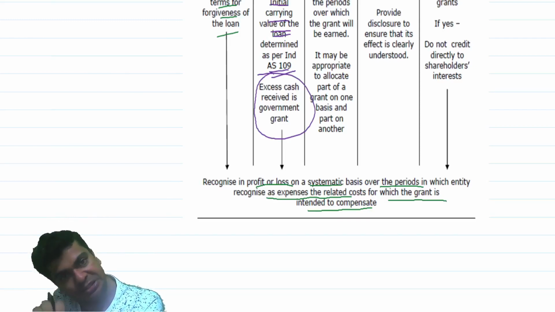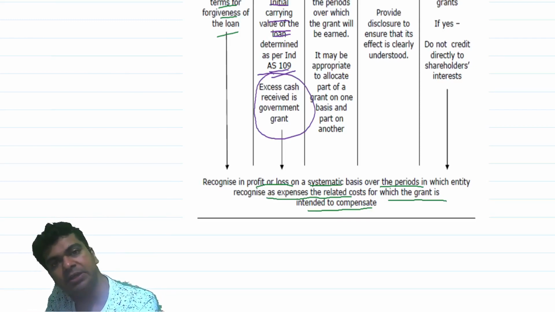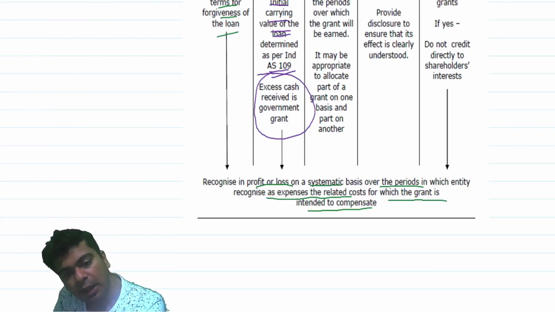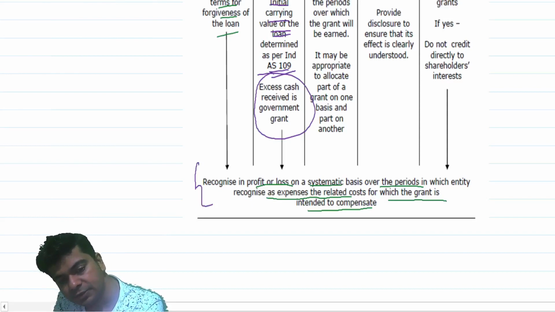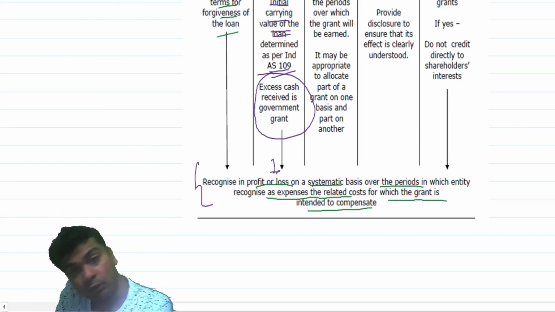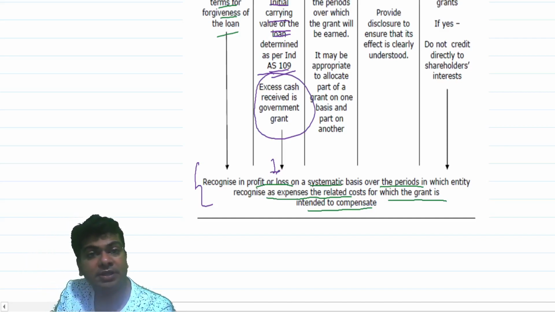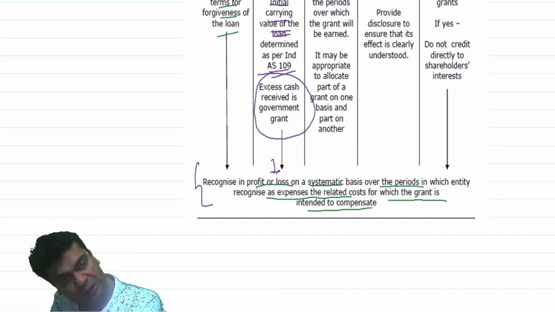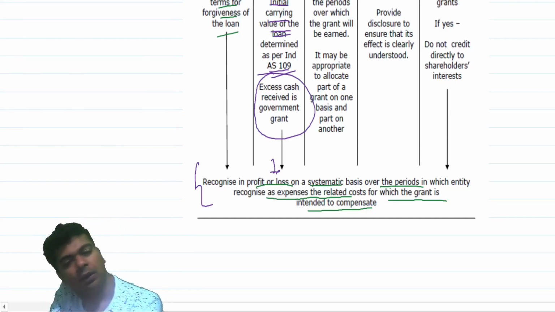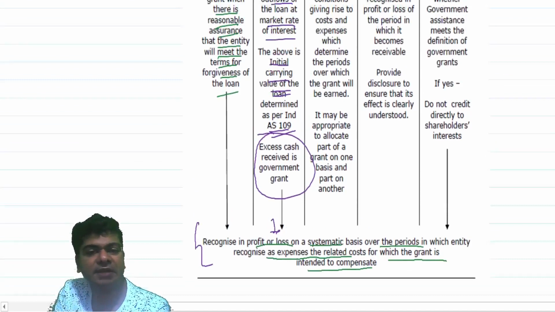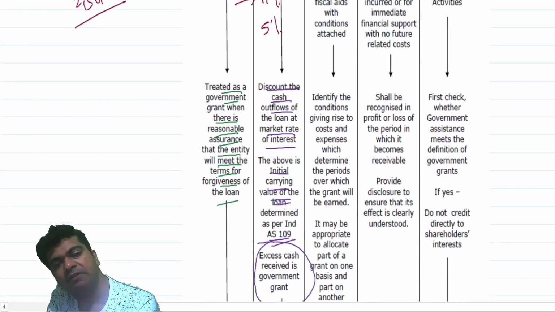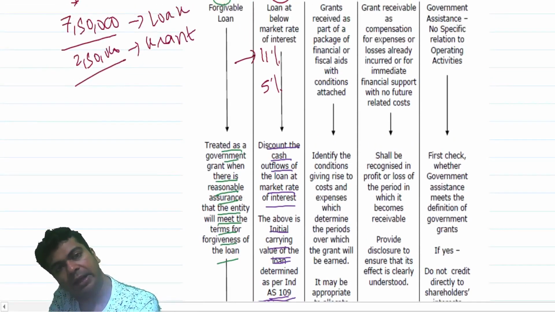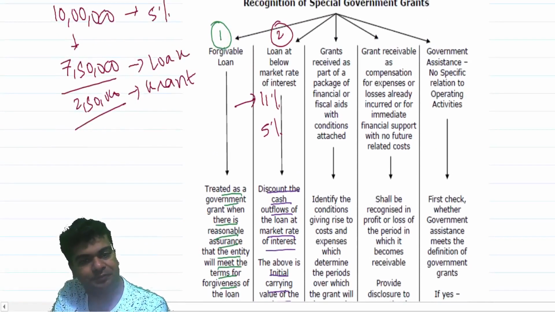But whatever extra money that you are receiving, consider that as a government grant. And how to account for the government grant? Recognize in profit or loss on a systematic basis over the period in which the government grant is intended to compensate you for the expenses that you are incurring. Basically, if the loan is to be repaid, let's say in 5 years, then over 5 years you will have to recognize the grant in your P&L.